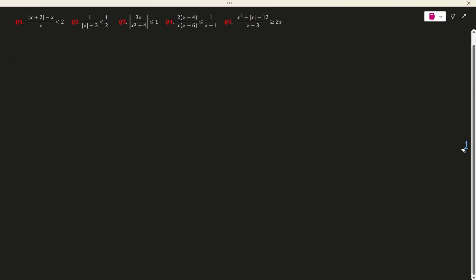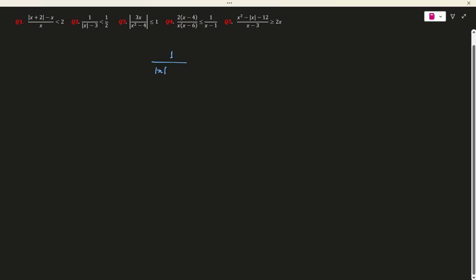Always remember, guys, to check the domain. After you find the answer, always check if there is any value of x which is not a part of the domain of x, because in some questions they might trick you into including something which should not be a part of the domain. Okay, let's move on to the next question.